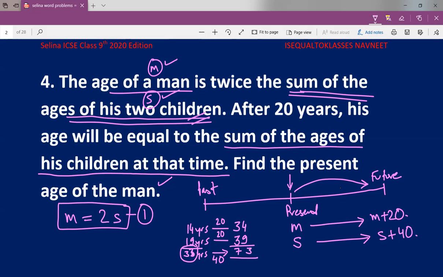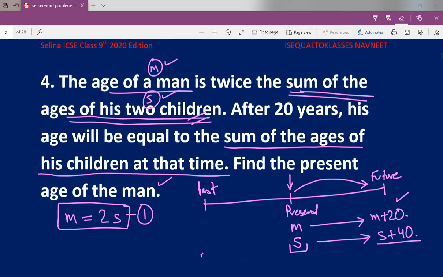So similarly, man's age gets increased to M plus 20, but the sum of ages of his children will be S plus 40. The relationship that we get from line number 2 is that his age will be equal to the sum of the ages of his children at that time. So the second relationship that we get is M plus 20 is equal to S plus 40. This is equation number 2.